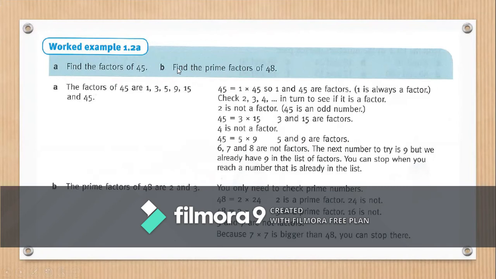Part B is find the prime factors of 48. Prime factors means first you find the factors, like this, these are the factors. Then you say which ones are prime. So what do you say, sir? 3 is prime, 5 is prime, 9 no, 15 no. So you just say 3 and 5 are the prime factors.